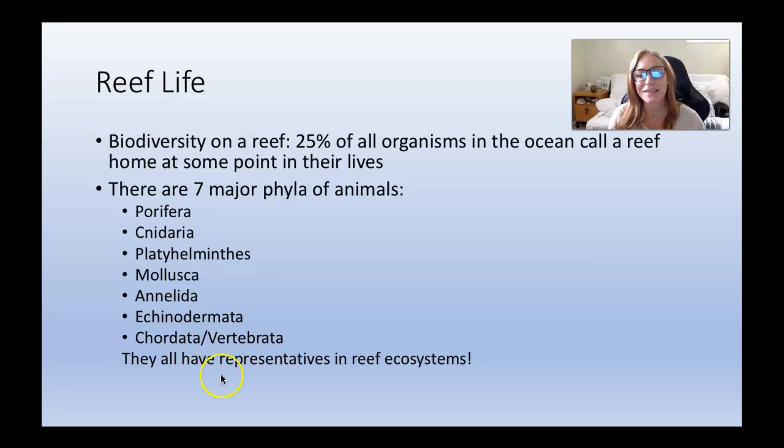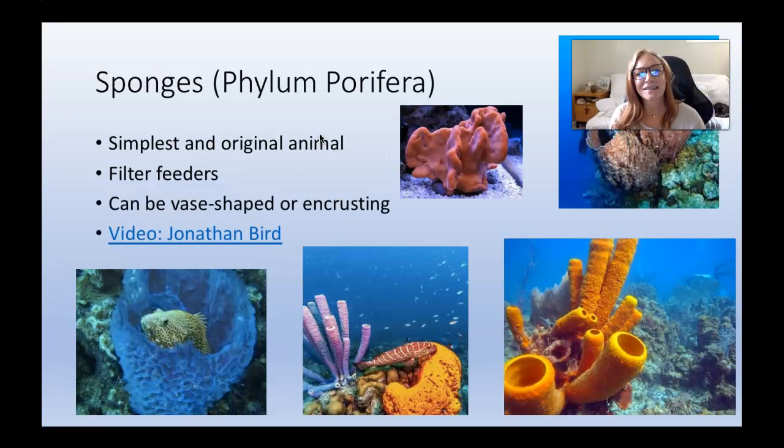Okay. So all of the major phyla of animals, all the major groups of animals, actually have representation in coral reefs. And again, 25% of all organisms that live in the ocean at some point call the reef a home. Either during their larval phase or their adult phase or just for breeding time, all groups of animals are present on a reef system. Okay, so here we go. This one might be a long one, but let's find out about all of them. Okay, sponges. First of all, phylum Porifera.